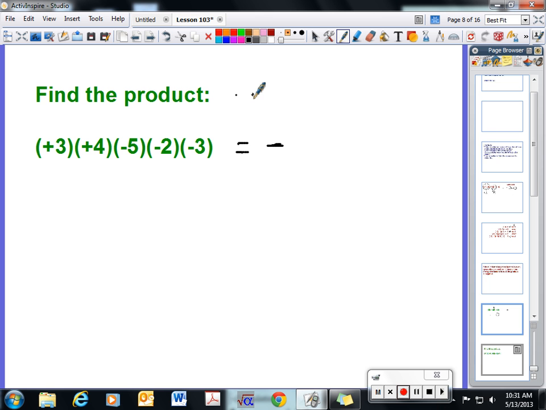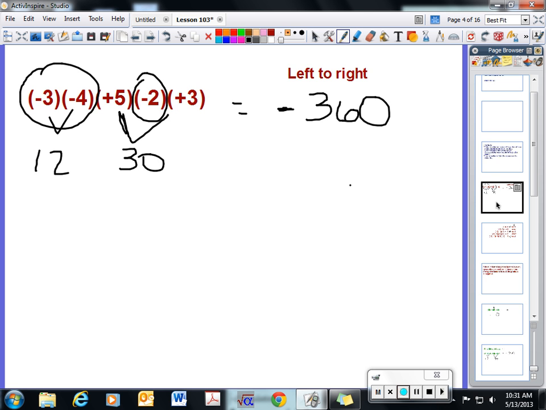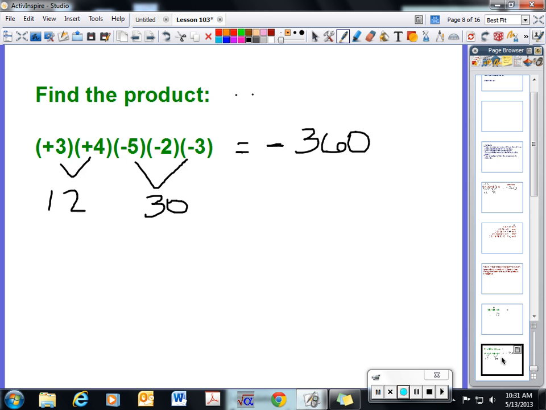So here, let's see, we've got 5 times 2, which is 10, times 3 is 30. And here we've got 3 times 4, which is 12. 30 times 12 is negative 360. And it looks like, did I just do that one all over again, the same one? Nope, a little bit different. Okay, just checking that I wasn't being redundant there.